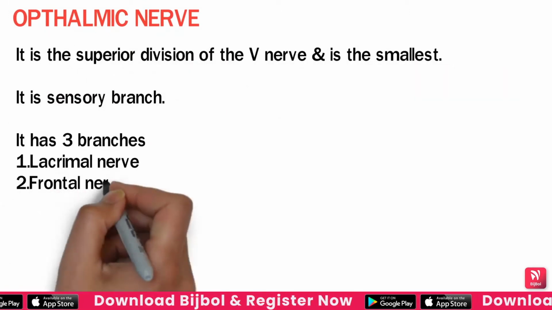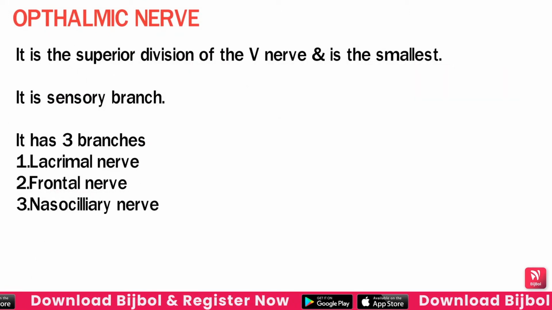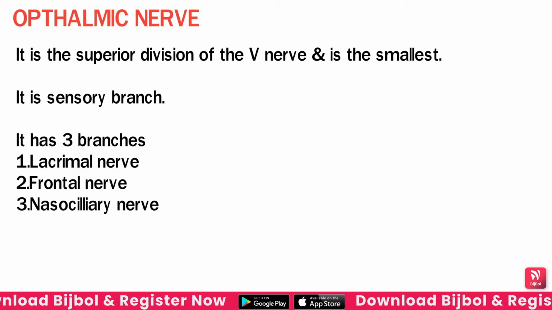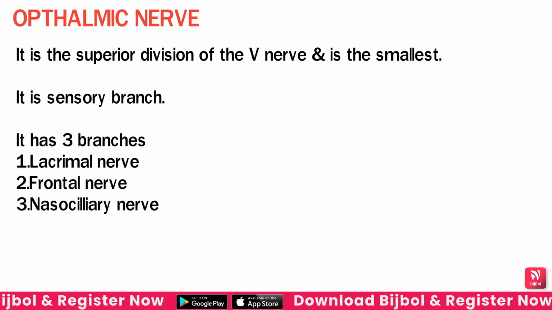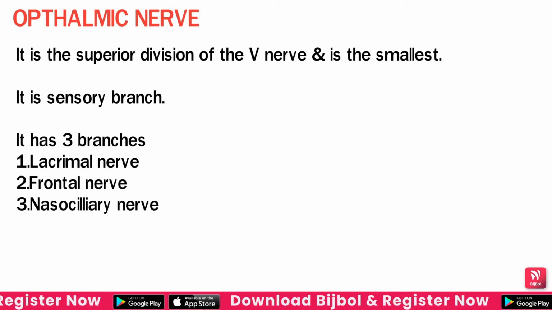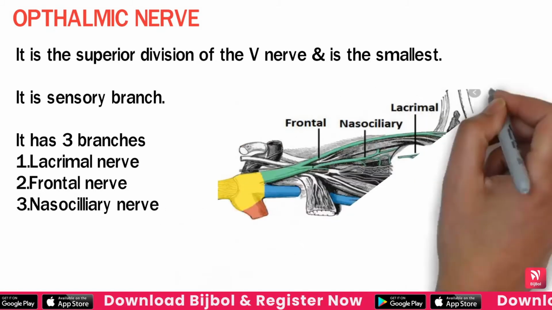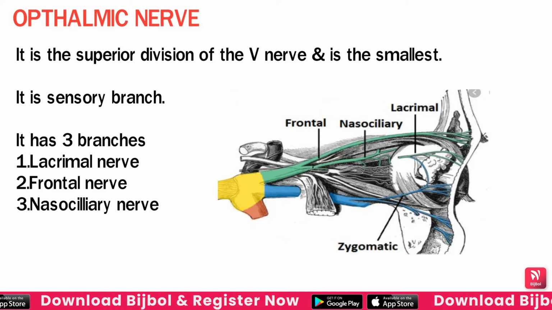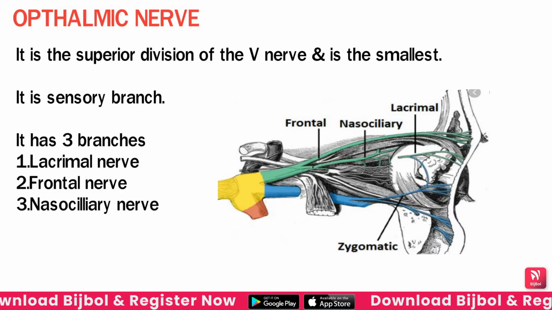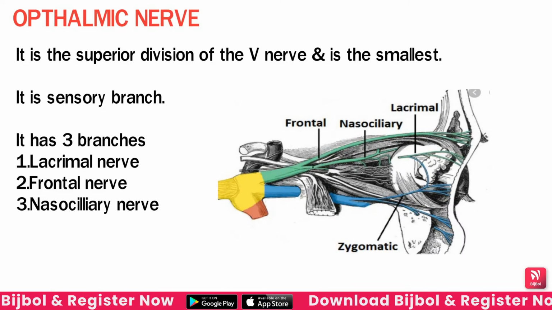Now, coming to the ophthalmic nerve. The ophthalmic nerve is the first division of the trigeminal nerve. It is the superior division of the trigeminal nerve and is the smallest. It is purely sensory. It is divided into three branches. The first is the lacrimal nerve, as you can see in the diagram. The second branch is the frontal nerve and the third branch is the nasociliary nerve.